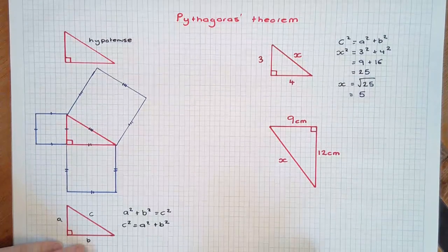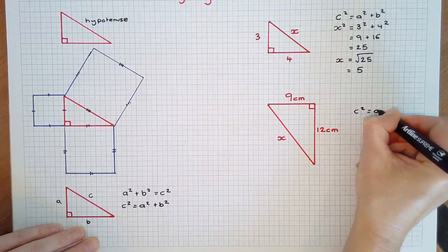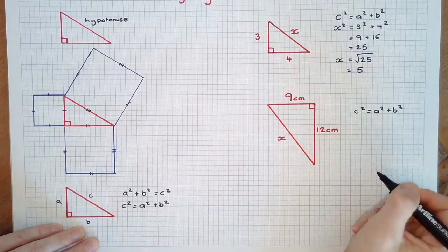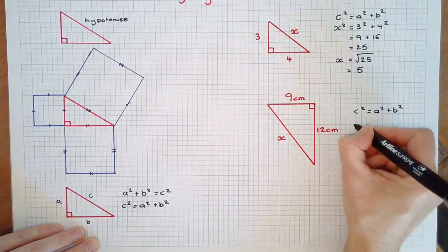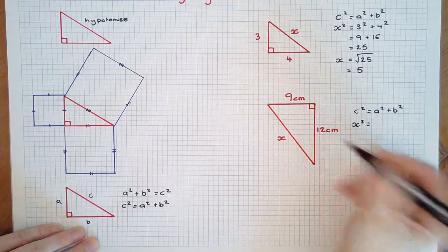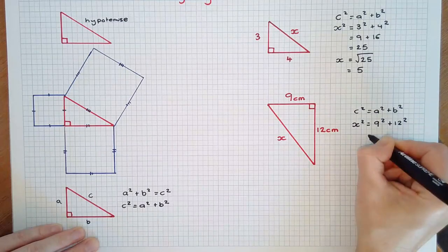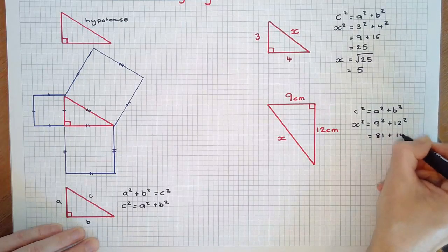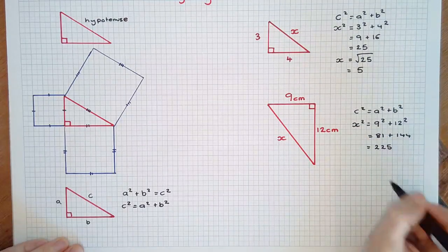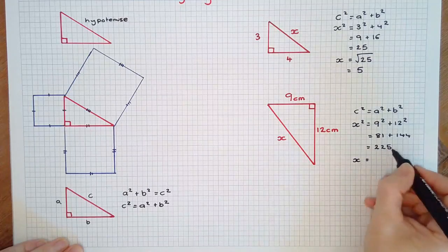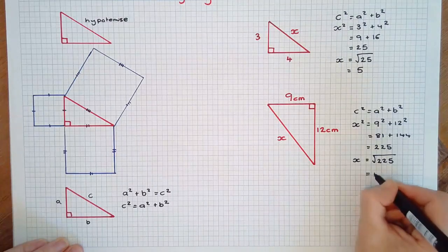Let's do another example. First of all, again, we state Pythagoras' theorem. c squared equals a squared plus b squared. Substitute our known values. In this case, the hypotenuse opposite the 90 degrees is labelled x. And again, it doesn't matter which one is a and b. 9 squared plus 12 squared. 9 squared is 81 and 12 squared is 144. So x squared is equal to 225. The value of x, therefore, we need to take the square root of 225, which gives us 15 centimetres.